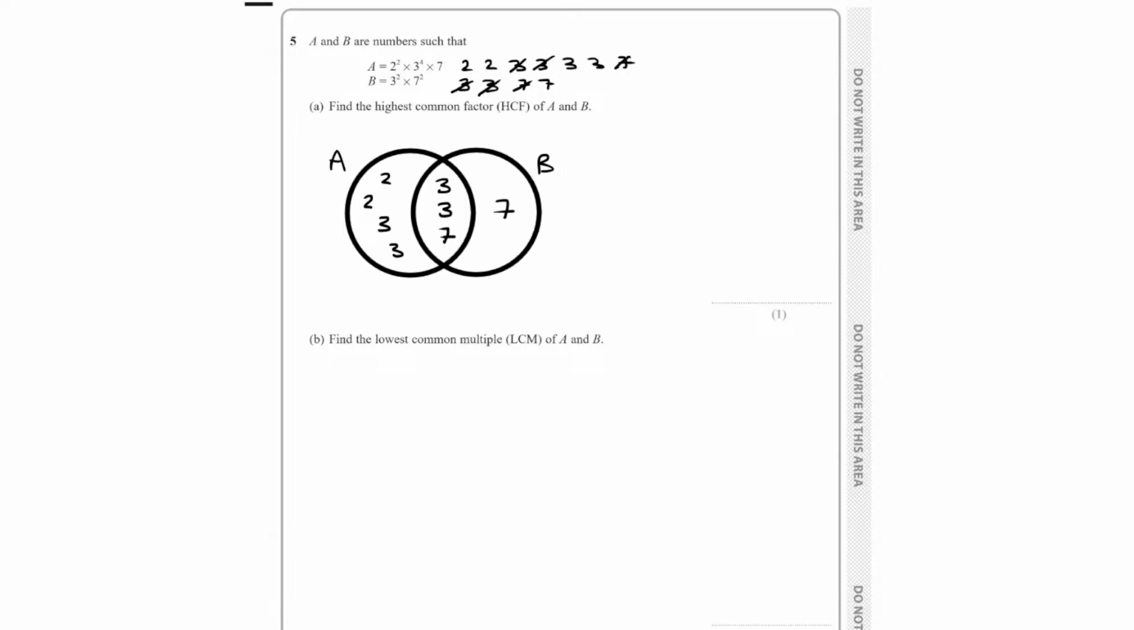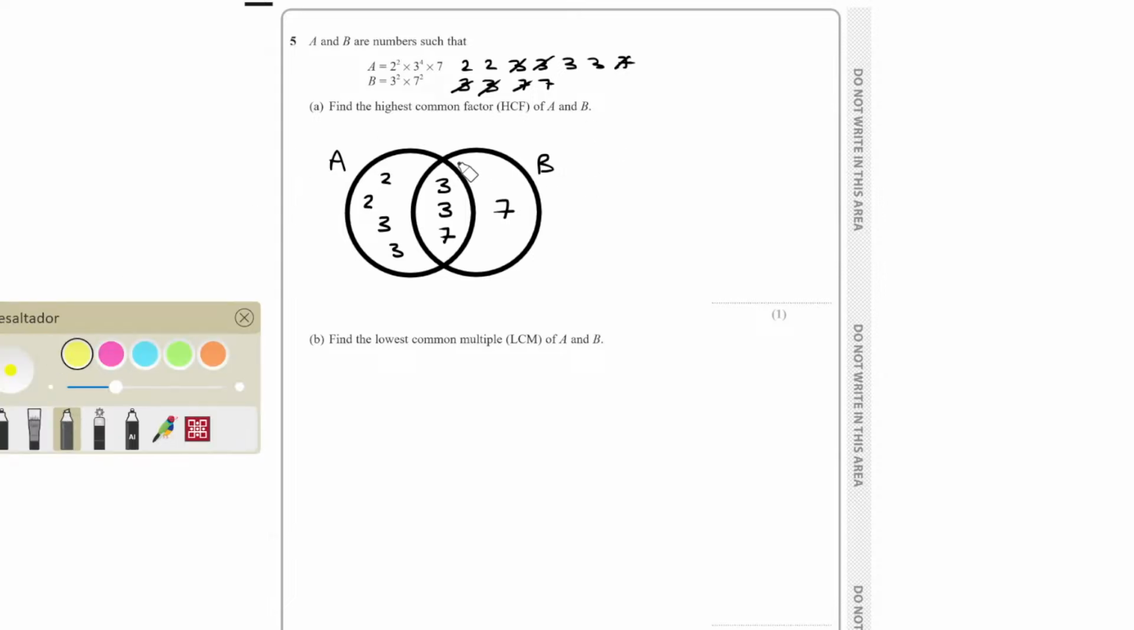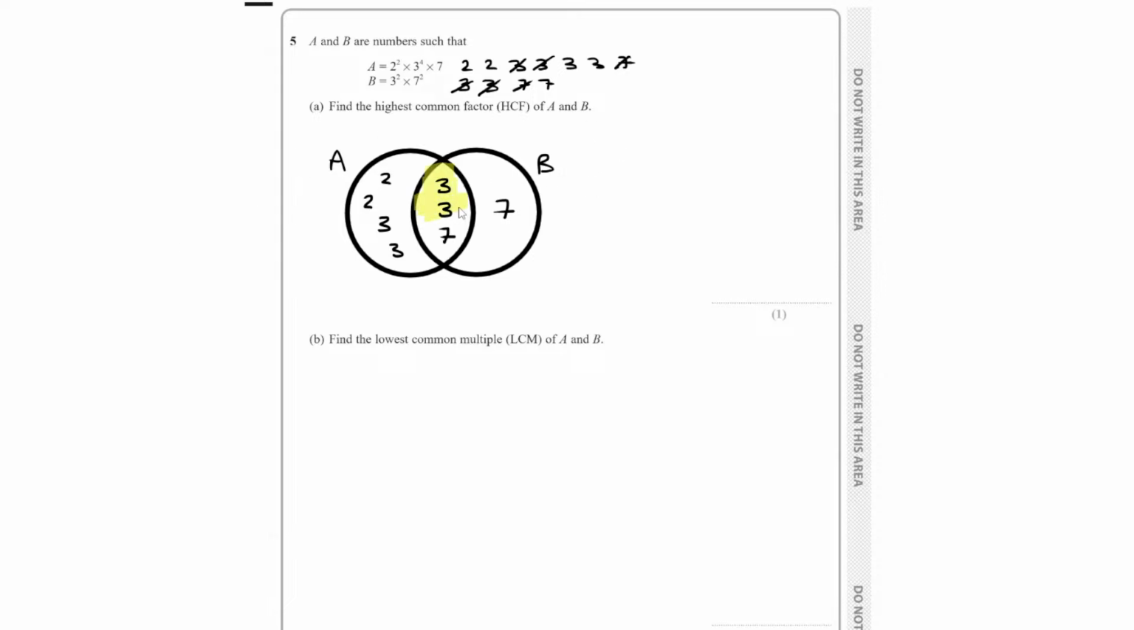Now, highest common factor is just the middle bit multiplied together. So technically you don't need to fill out the rest of that Venn diagram. The only reason I did is because I know that part B is the other part that I need, so I filled out the whole thing. Highest common factor, I know the word highest is in it, but it's actually the smaller number because you're looking at the word factor. A factor is something that divides into a number, so it's a smaller number than the original, isn't it?